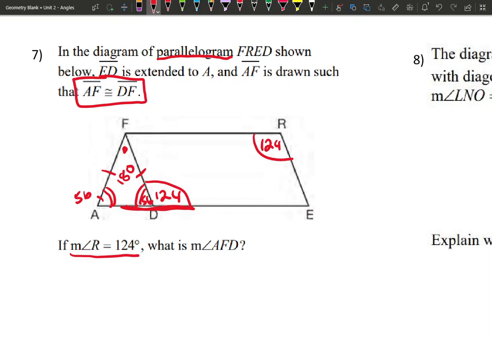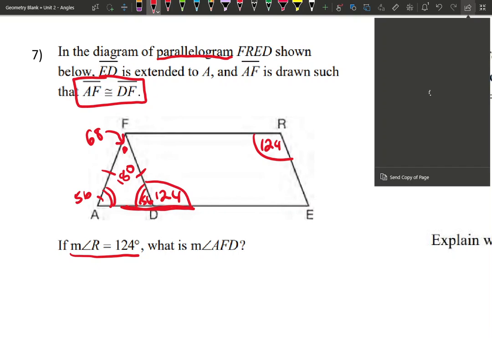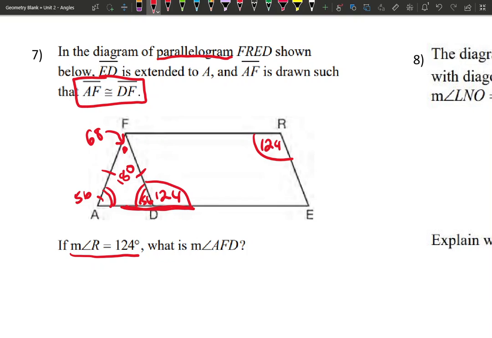So 180 minus one of the 56 angles, and then I'm going to minus the other 56 angle, and I get 68. All right, so 68 degrees. That's your final answer.